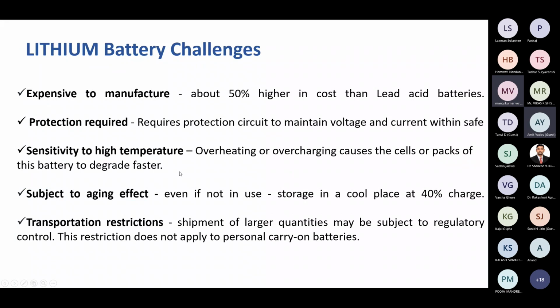What are the challenges faced with lithium batteries? They are expensive to manufacture, and protection is required for maintaining the voltage and current within the safe operating zone. They are also very sensitive to high temperatures and overheating, and may have thermal effects, which may even cause fire. So we need dedicated high-temperature control and sensitivity monitoring when operating lithium-ion batteries.